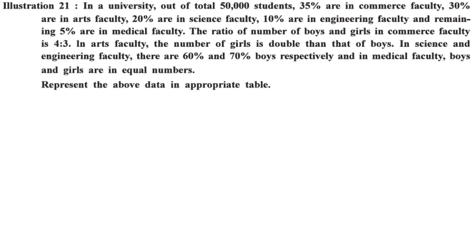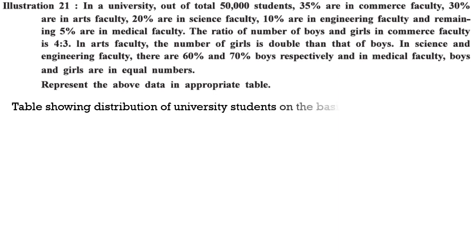Next, I am taking an illustration here because it is a bit of an interesting illustration. In a university, out of a total of 50,000 students, 35% are in the commerce faculty. We are getting a faculty here: commerce, arts, science, engineering, and medical. The first attribute here is the faculty, which is commerce, arts, science, engineering, and medical. The second is the number of boys and girls, that is, gender.